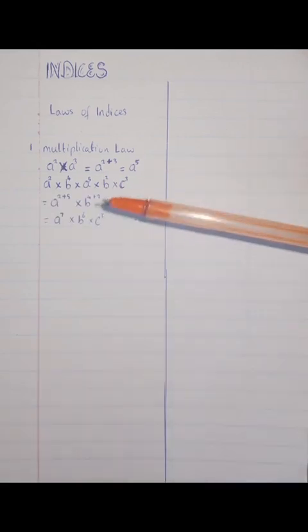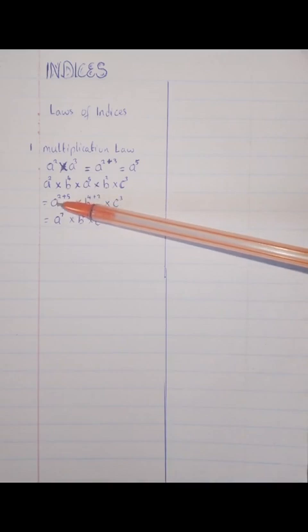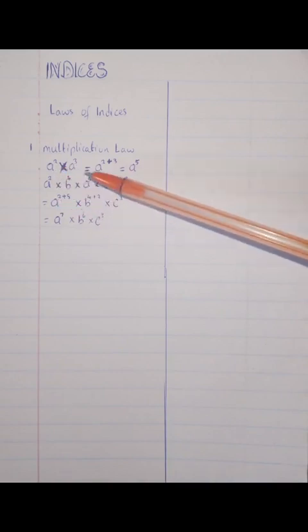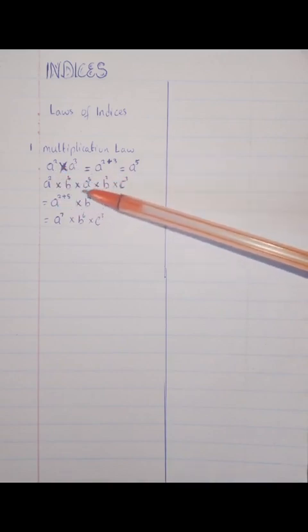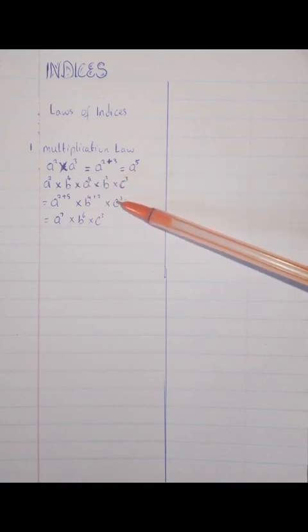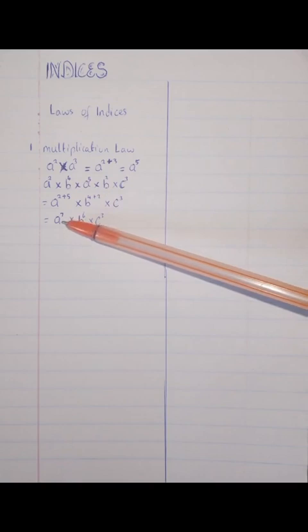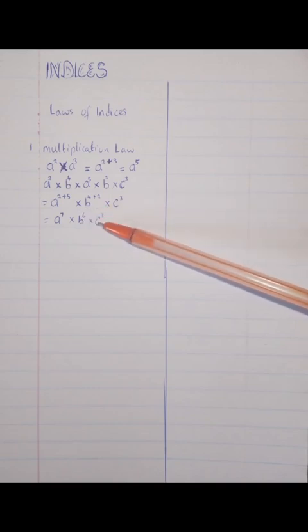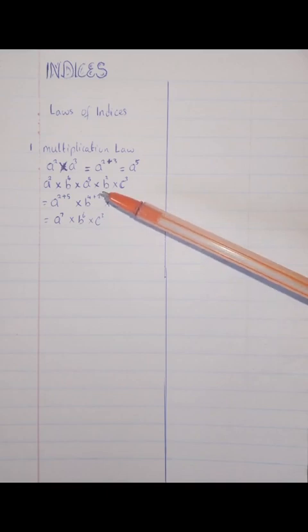So we'll have a to the power of 2 plus 5, times b to the power of 4 plus 2, times c raised to the power of 3. So we have a raised to the power of 7 times b raised to the power of 6 times c raised to the power of 3, and that is our final answer. So this is all about the multiplication law.